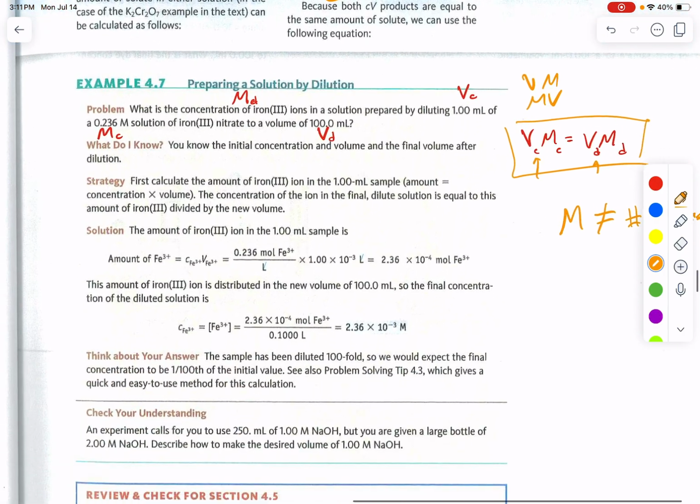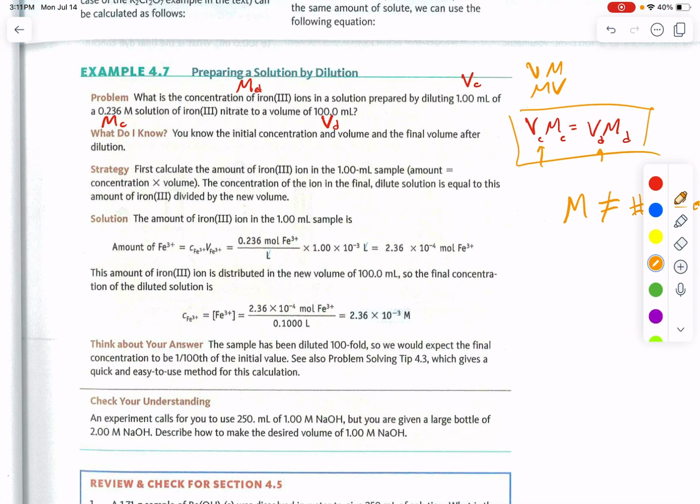And so here's a pretty simple problem where they give you the volume of your concentrate that they want, and they give you the molarity of your concentrate, and they give you the volume of the dilute that they want, and you have to solve for the molarity of the dilute, of the solution that you've now created.